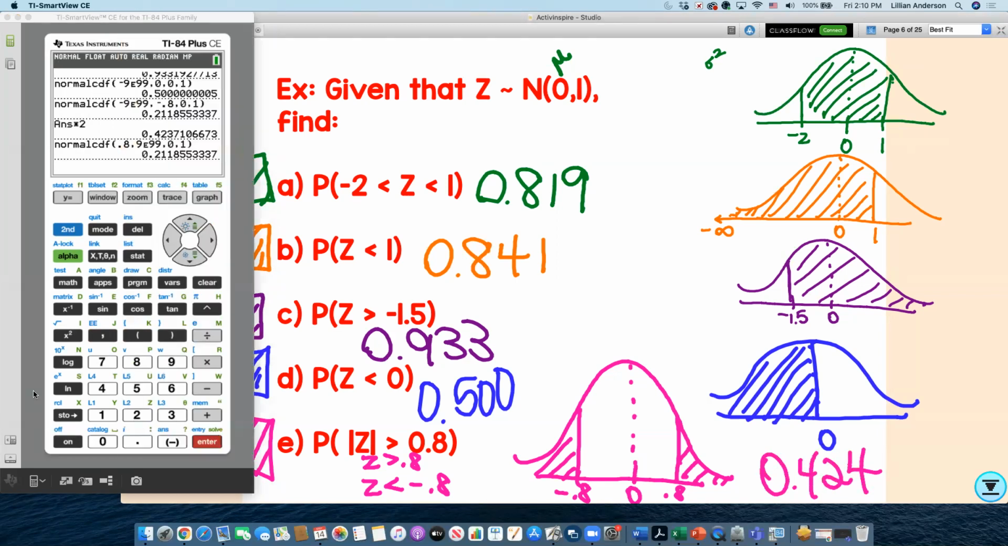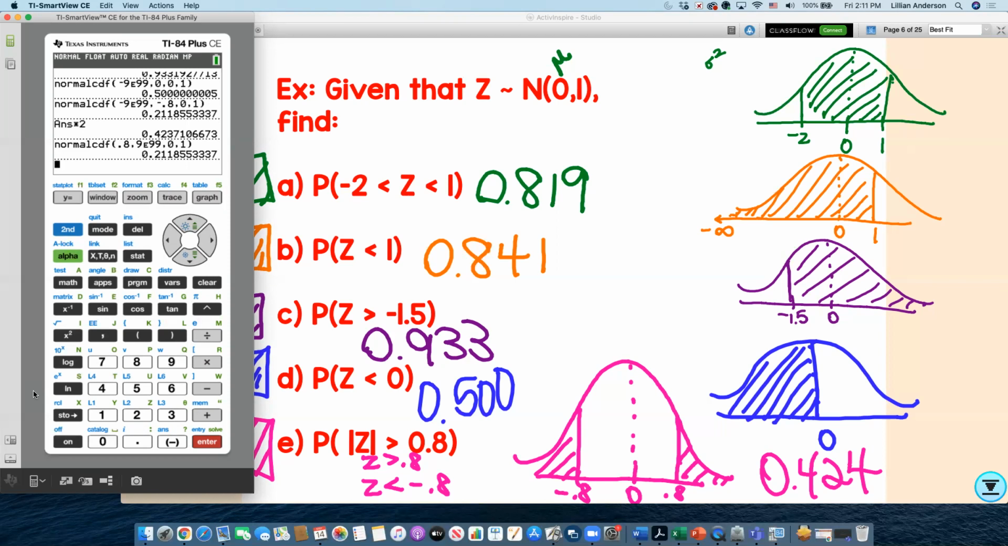Why did we double it again? Because a normal distribution curve is symmetric about the mean. So since in part D, we found the probability of it being less than 0, the mean, to be 50%, that means the mean splits it in half, which means that everything is symmetrical about the mean. So 0.8 and negative 0.8 are the same distance away from the mean, which means that those two shaded areas, to the left of negative 0.8 and to the right of positive 0.8, are going to be equal.